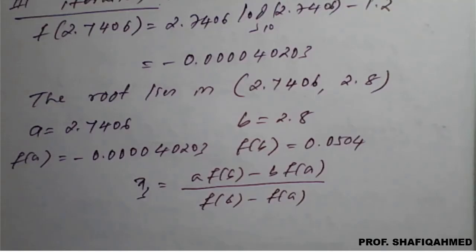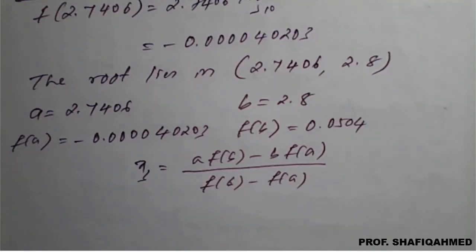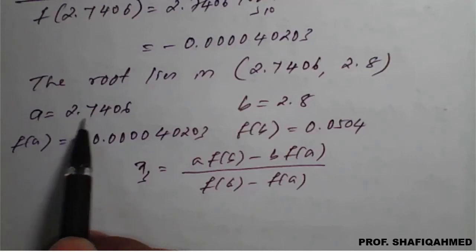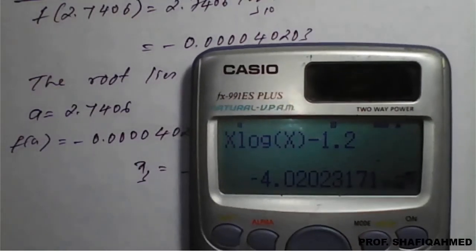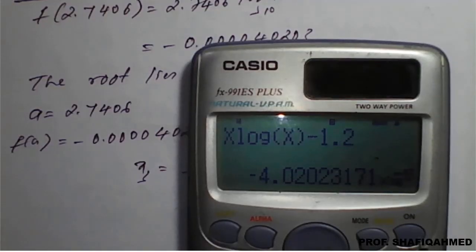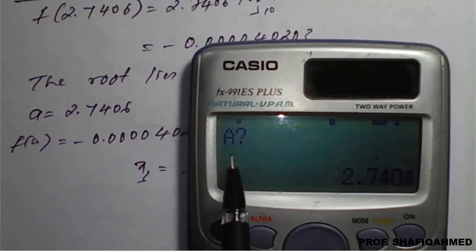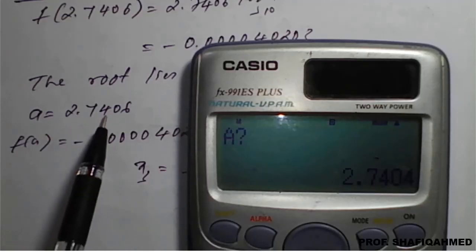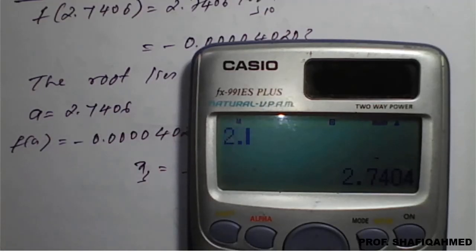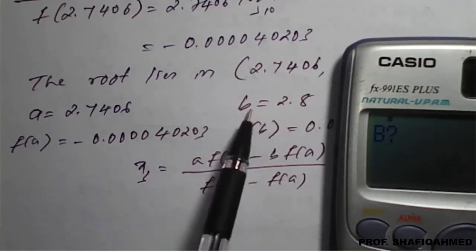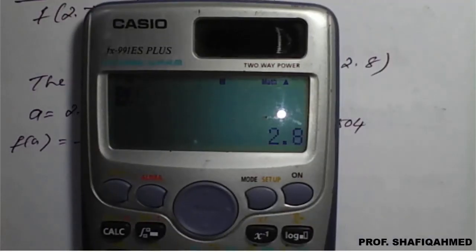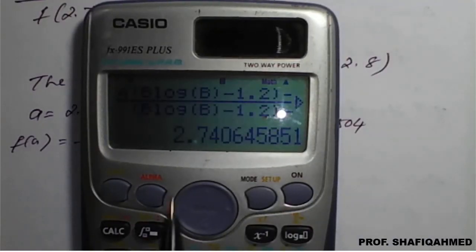Once we get all these things, we need to apply the values of A and B in the calculator again. That's why, till the problem completes, don't press the on button. Use the center cursor button again and you will get back the formula you have entered. Just apply the calc option, it will ask the value of A. The A value is 2.7406, and B value is 2.8 as per the data we have collected. Then check the answer, it will be 2.7406 only, to 4 decimal places.